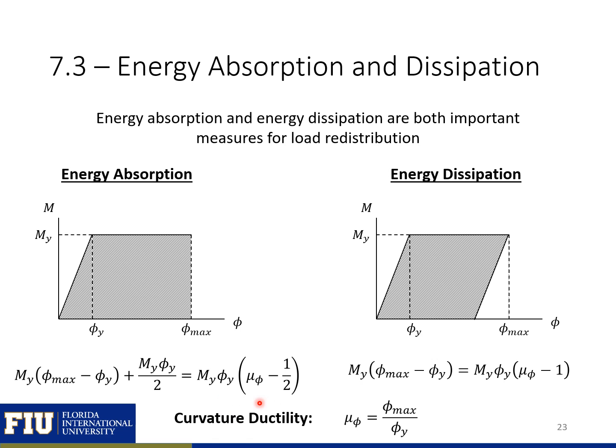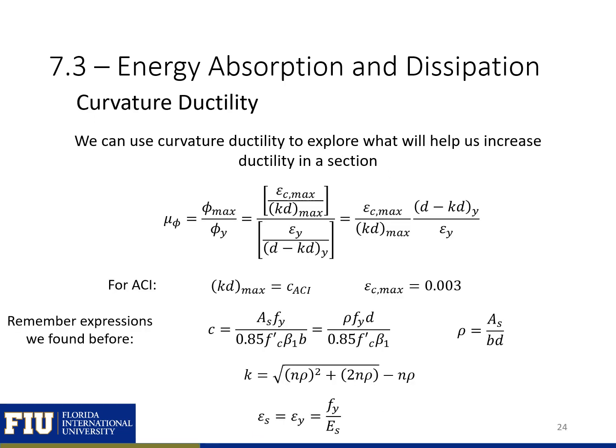We can also introduce something called curvature ductility. And this curvature ductility, which is mu sub phi, is just our phi max divided by our phi y. So our maximum curvature divided by our yield curvature. And curvature ductility is a way that we can quantitatively represent our ductility in a section. We can use curvature ductility to explore ways that we can increase the ductility of a section. So here we have our curvature ductility is equal to our phi max divided by our phi y.